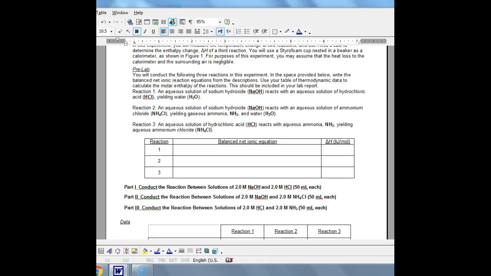You're going to use the chart with the delta H's, the delta G's, and delta S's to calculate the enthalpies of the reactions. You need to make sure you include that table in your lab report.